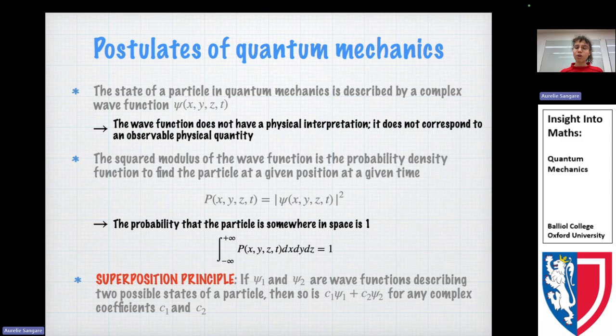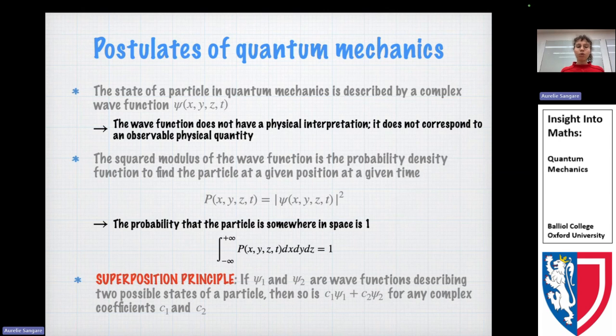So if psi1 and psi2 are wave functions which describe two possible quantum states of your particle, and if you now multiply psi1 by any complex number c1, and you multiply psi2 by any complex number c2, and then you add the two together, then what you obtain, c1 psi1 plus c2 psi2, is also a possible quantum state for your particle.